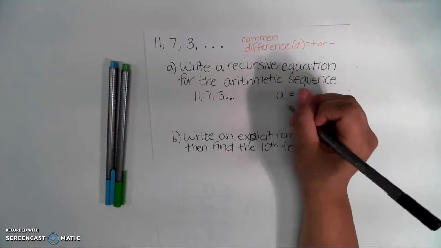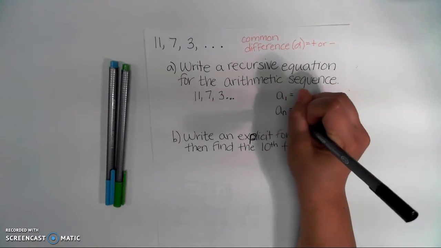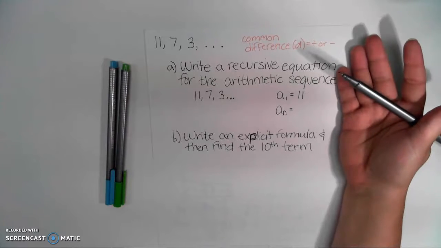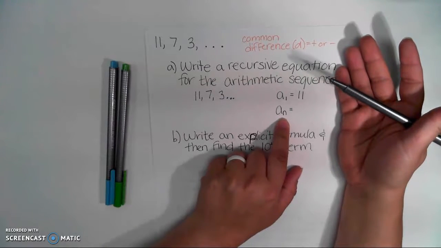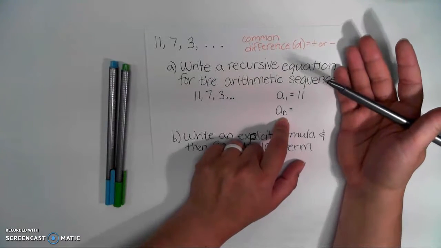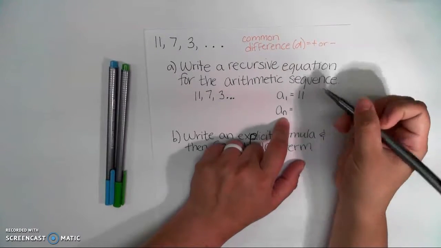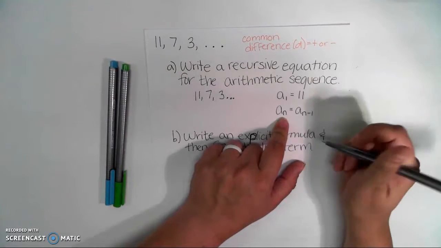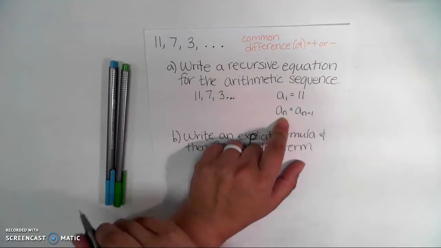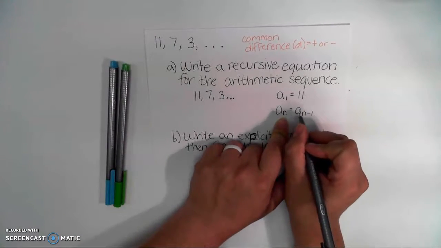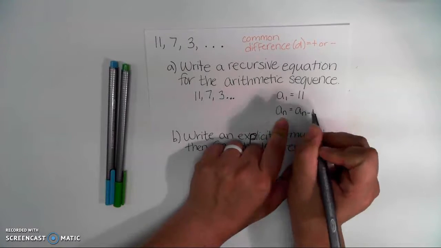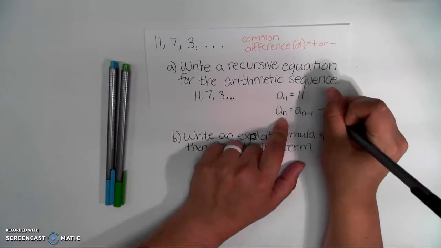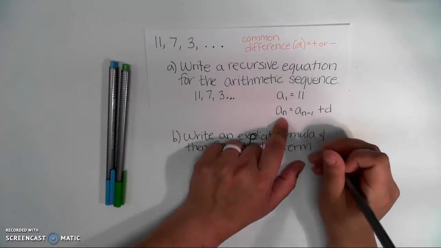Okay? The nth term in a recursive formula is always based on the previous term. So if I'm trying to find a sub n, or some number n term, I have to take the last term. So the term right before a sub n would be a sub n minus 1, because that would be the term right before. And then I'm going to add my d.